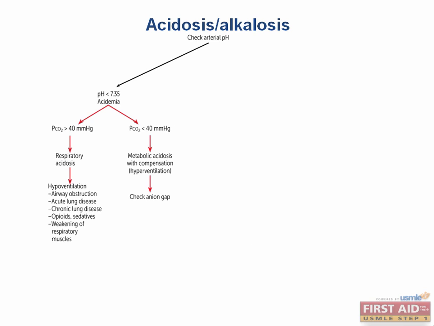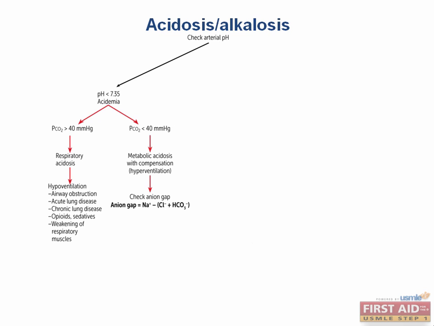Now, what if the PCO2 is less than 40? Then we know that the acidemia is caused by a metabolic process, and respiratory compensation is happening. We then want to check the anion gap. Do you remember how to calculate this? Correct. It's the sodium concentration minus the sum of the chloride and bicarb concentrations.